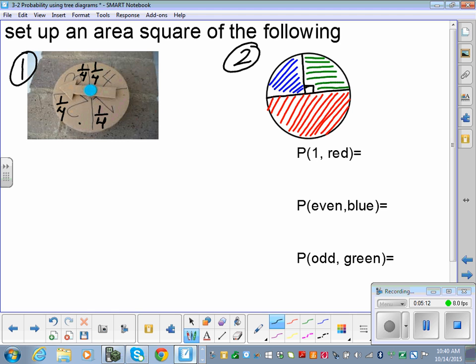Because for some reason, first hour, when I set them free, they're like, I don't know how to do that. Do you know how to do that now? Do you? Okay. Moving on to this next spinner.